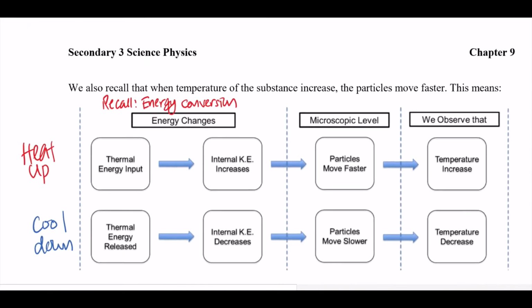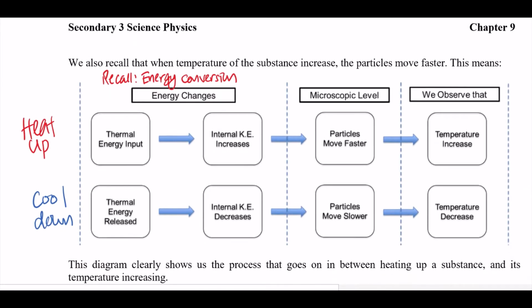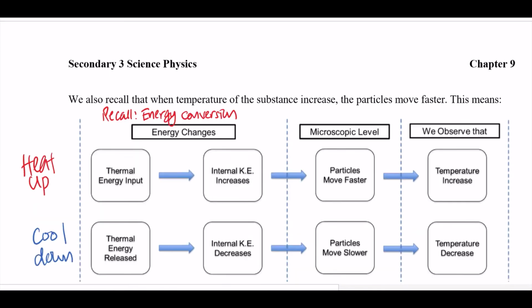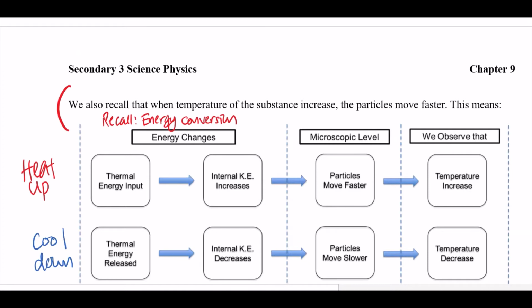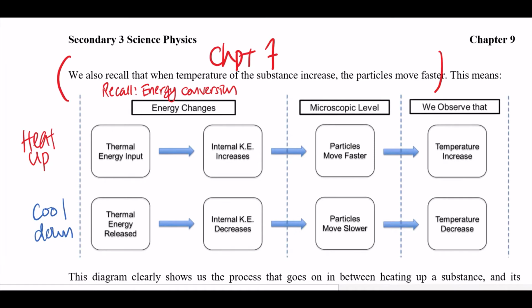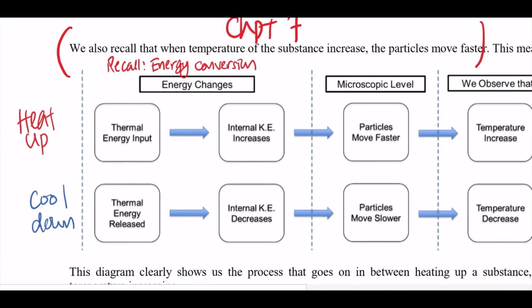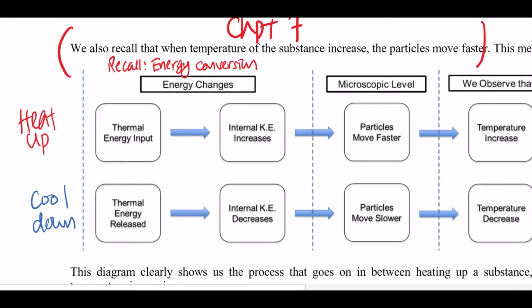Okay, so we also remember that as the temperature of the substance increases, the particles move faster. So this part is also discussed in chapter 7, kinetic model of particles. Okay, if you forget, just do a quick recap. Okay, so what is happening in terms of the energy here?